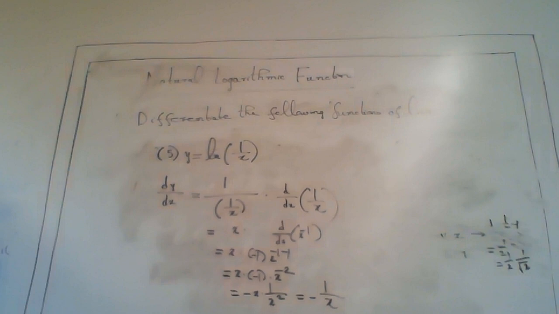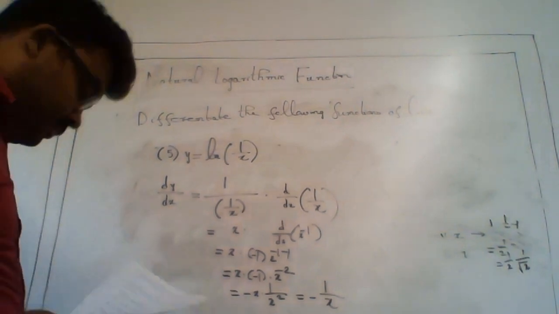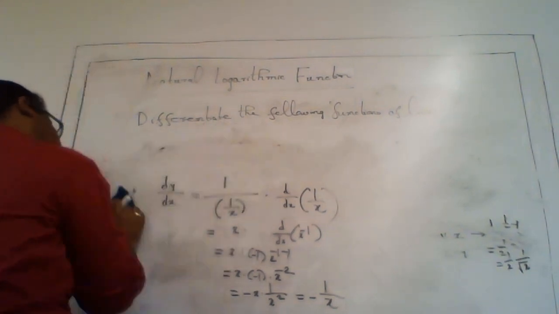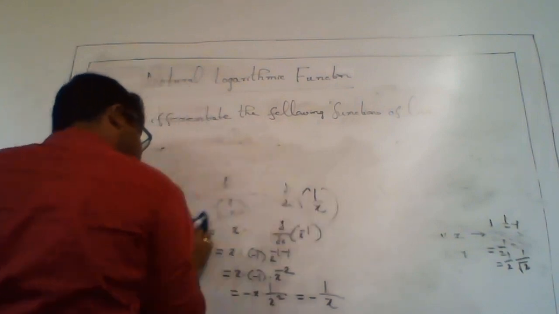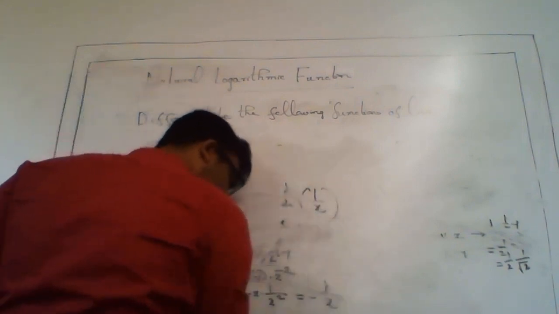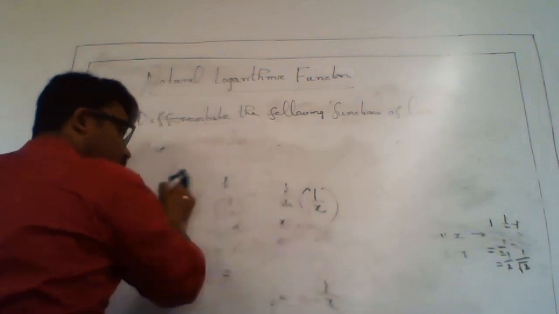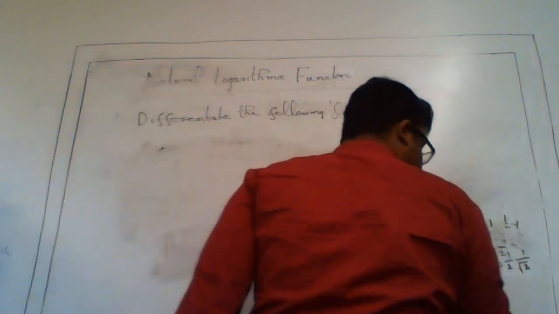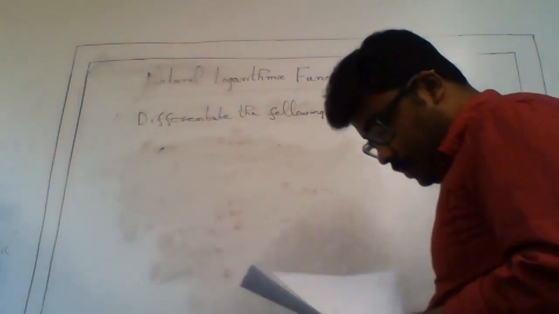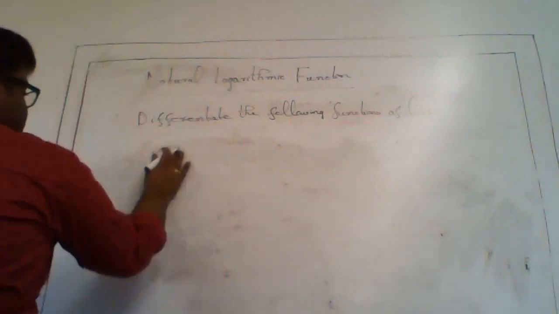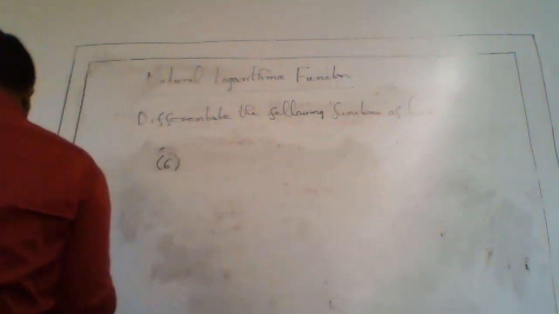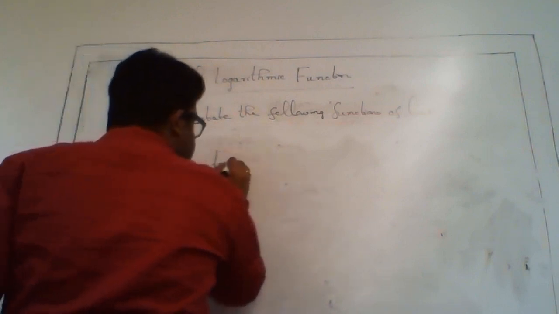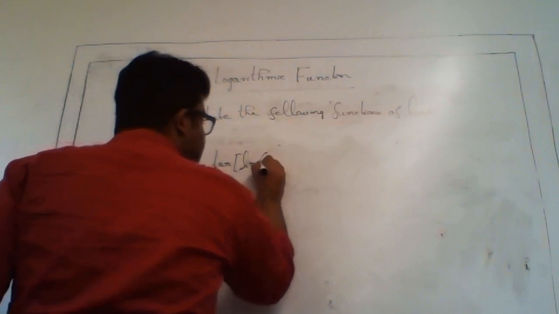Okay, so now let's take the next problem, the last one. Now we are trying to do number 6, which is y equal to tan of ln(ax plus b).